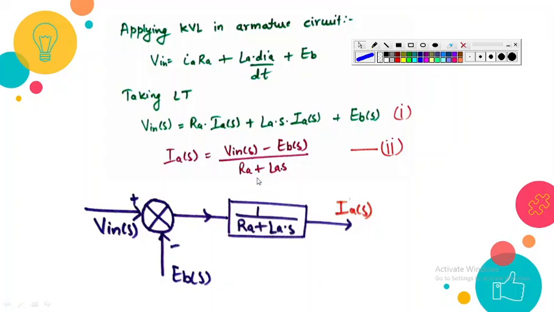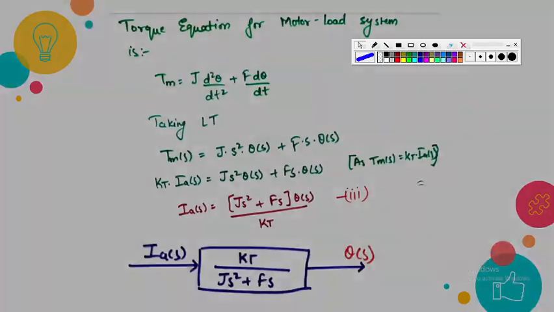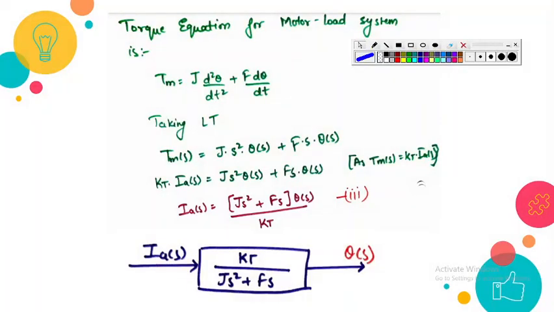First we have established that Tm, the motor torque, is equal to Kt into Ia. Then Ia is equal to Vin minus Eb by Ra plus Ls. Now we can also establish from the output side. In the circuit you can see that the mechanical output has two elements. One is the inertia element and another is the friction element. These values are related to the load side.